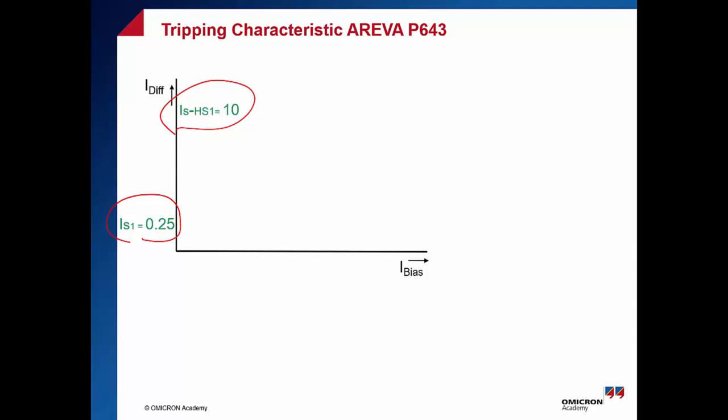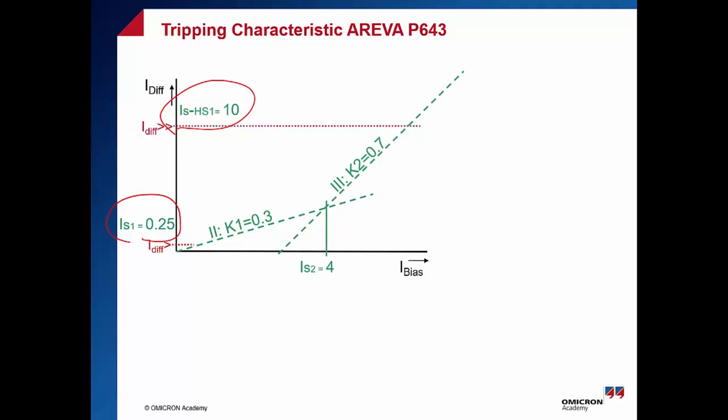IS-HS1, I put it as 10 as I differential double greater. I have K1, which is slope 1, 0.3, and I have K2, which is slope 2, 0.7, and I have IS2 is 4. Then we need to define those points to find point number 1, point number 2, point number 3. Point number 1 is easy because we can use 0, 0. It's passing through the origin.